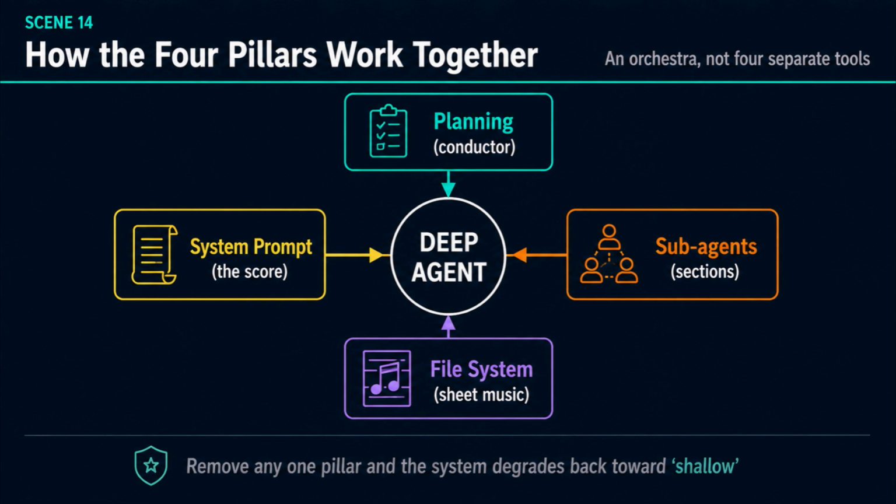Subagents are the instrument sections, each independently capable, each handling their own part without needing to watch every other section simultaneously. The file system is the shared sheet music, the persistent, common reference every section can read from and write updates to.